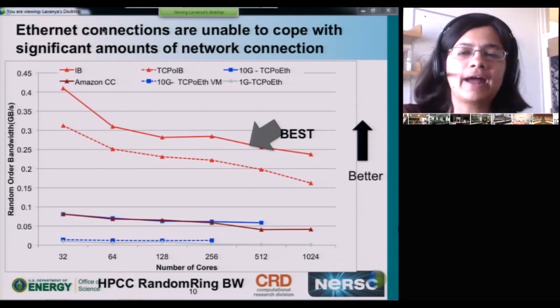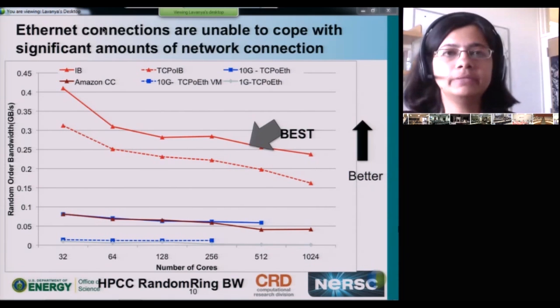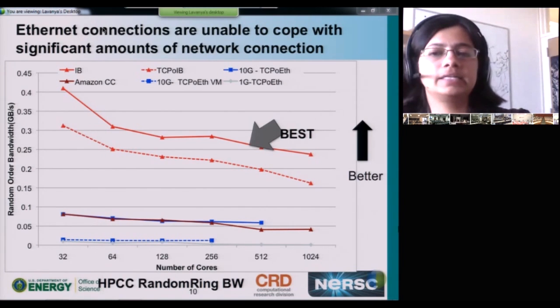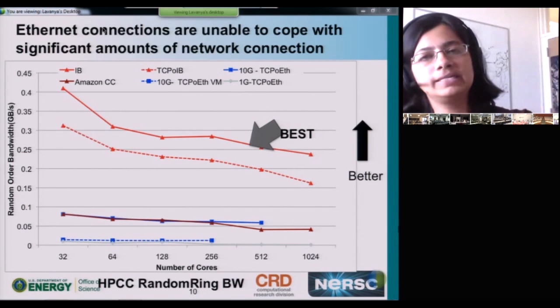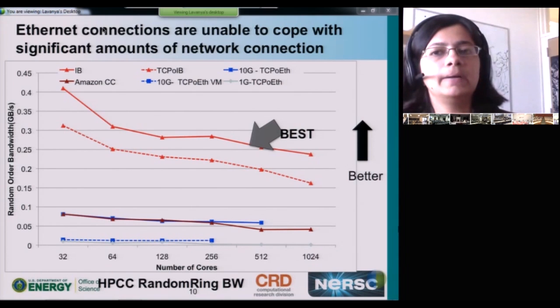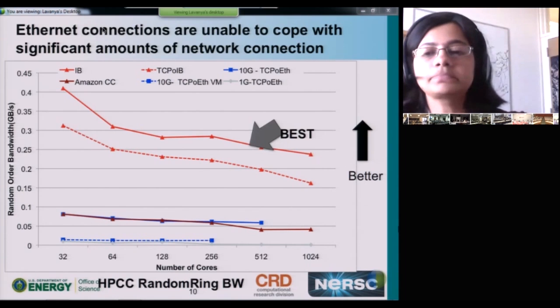So if you look at this graph here, you see again InfiniBand does the best. You see that as there's more contention, you see a decrease in the bandwidth even with InfiniBand, when the increase in contention also means an increase in the number of cores here. And the decrease because of TCP over IB is a little less, but you see that the Ethernet connections basically are unable to cope with significant amounts of network contention. You see that they're really low down comparatively. So that's the random ring bandwidth.